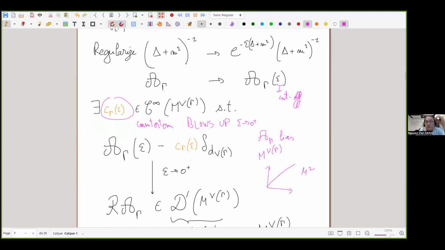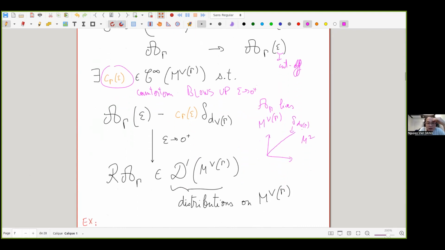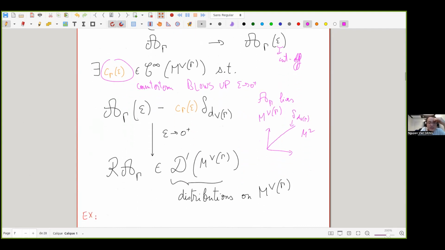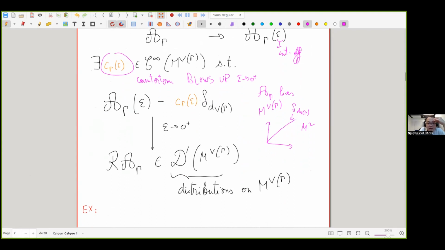And this delta here is a distribution which is supported by the deepest diagonal. And what I claim is that if you take your regularized amplitude and subtract this divergent counter term times the delta distribution carried by the deepest diagonal, in the limit you get a well-defined distribution on M to the power V gamma, and this distribution is the renormalized amplitude.